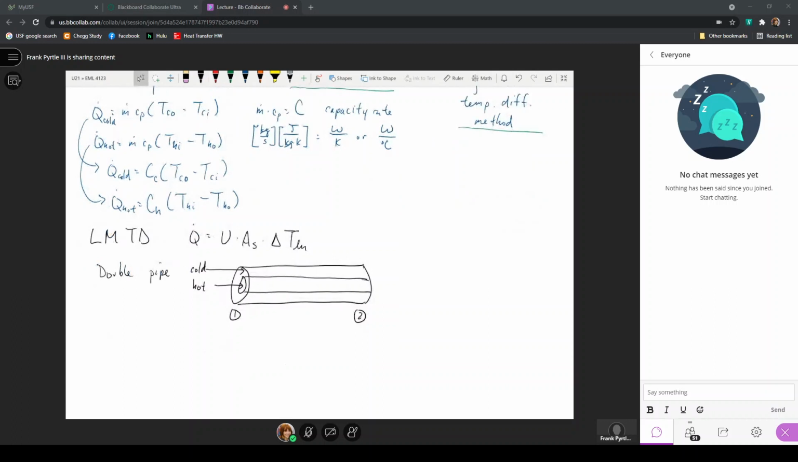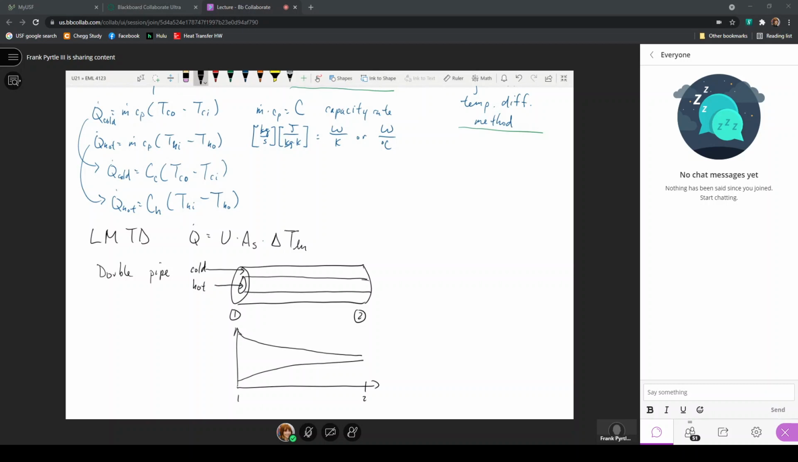The two fluids will move through the heat exchanger so that along the length from position 1 to position number 2, the hot fluid will decrease in temperature, the cold fluid will increase in temperature. So these expressions for the heat transferred out of the hot fluid is just going to be based on the mass flow rate of the hot fluid and the temperature difference that it experiences. For the cold fluid, the mass flow rate of the cold fluid times the specific heat of the cold fluid times the temperature difference that it experiences.